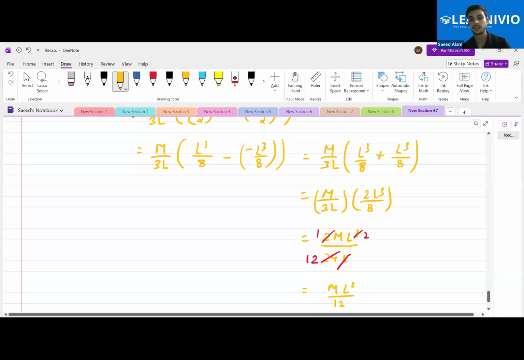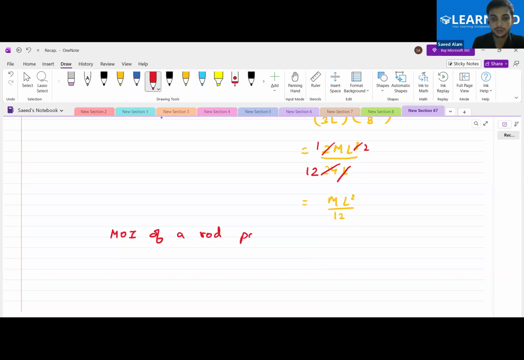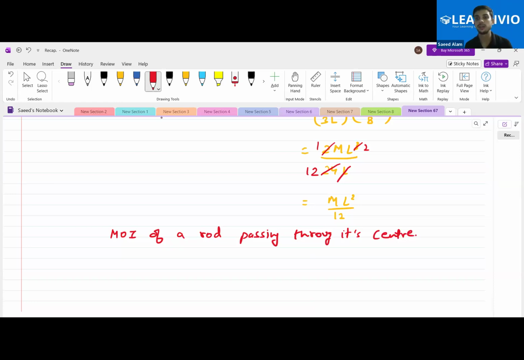Yes or no? Yes, sir. Moment of inertia of a rod passing through its center. Okay, we had seen that we are getting different moments of inertia on choosing different axes actually.